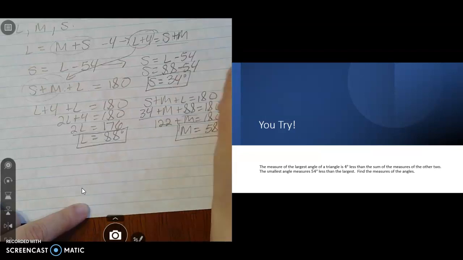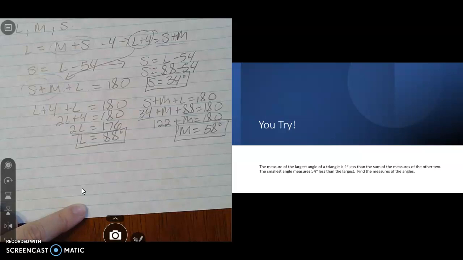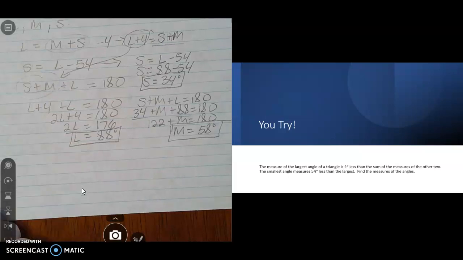So the nice thing is I know that they add up to 180. I know that this one is the smallest, there's the middle, and there's the largest. They make sense, and they fit the context of my problem. So that's how I would go about approaching this one.